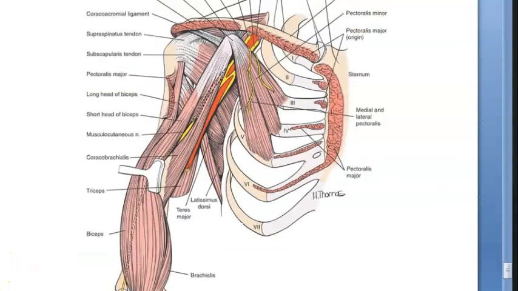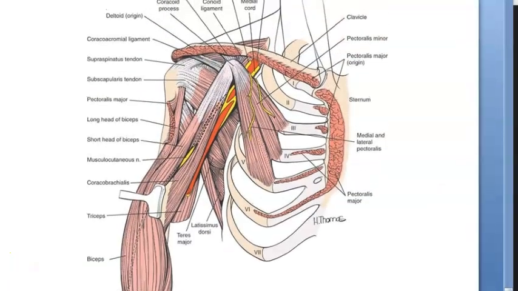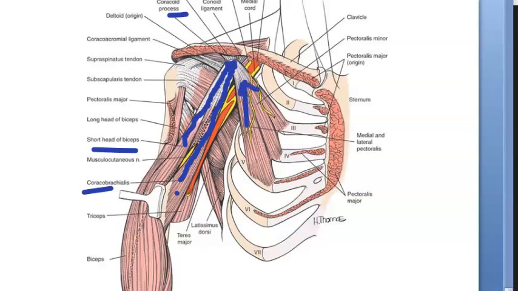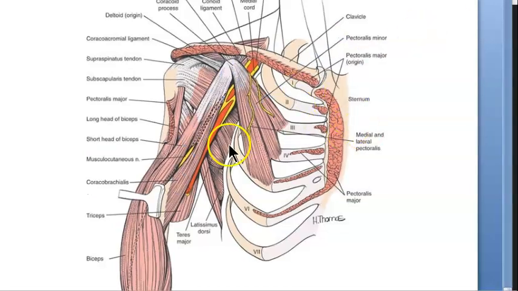Just in case you did not see the short head of biceps, this is the short head. So follow it. Where is it going? It's going to the coracoid process. See, the coracoid process is marked here. Who else is there? This is coracobrachialis. Where is it originating from? From the coracoid process. And who is inserting into the coracoid process? This is the pectoralis minor, marked here. So these are the three muscles you should know.